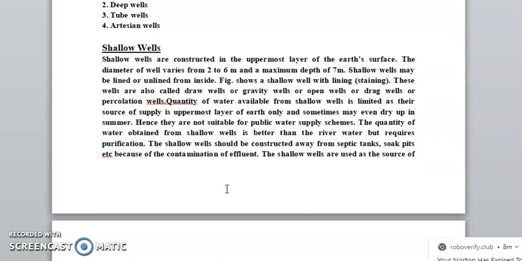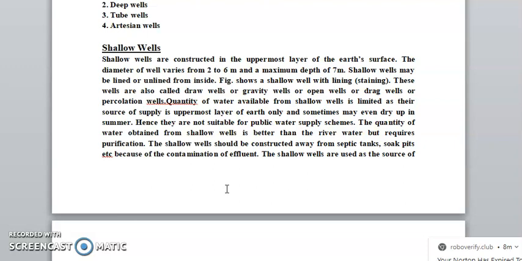Shallow well is constructed in the uppermost layer of the earth's surface. The diameter of the well varies from 2 to 6 meters. Maximum depth is 7 meters. Shallow well may be lined or unlined from inside. The figure shows a well with lining.